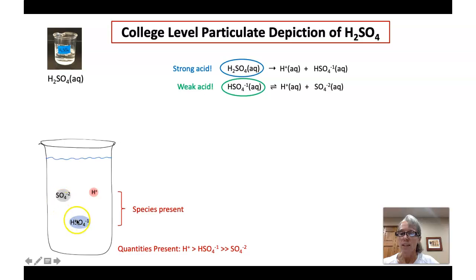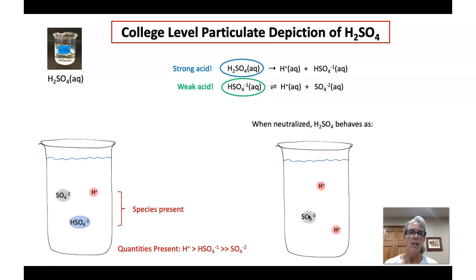So since these species are not present in equal molar concentrations, this makes drawing these things at the microscopic level a little bit trickier. Now the good news is that when neutralized, sulfuric acid behaves as if there were 2 separate hydrogen ions and 1 separate sulfate. Now, again, this is not actually what's in solution, but it will behave this way. And so it will be perfectly fine for this exercise to draw our sulfuric acid like this.